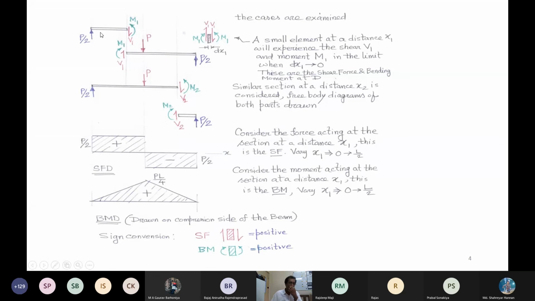Just be careful. A moment means somebody has given me a force multiplied by distance. I am not bothered about how it is generated. I should have told you that this is a couple, not a moment. But this is a bending moment designated as we have agreed. That is why I am calling it a moment.